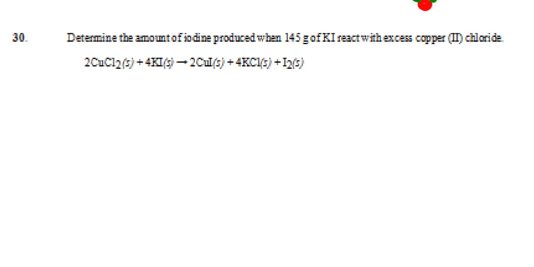And yes, it looks balanced. The next thing I do is take the information and translate it to the equation. I'm looking for the amount of iodine produced. So I'm looking for grams of that iodine. When 145 grams of KI react with excess copper 2 chloride. When I see excess like that, I put an X through it because I know that's going to be extra. I'm going to run out of that. I'm never going to do stoichiometry from there.